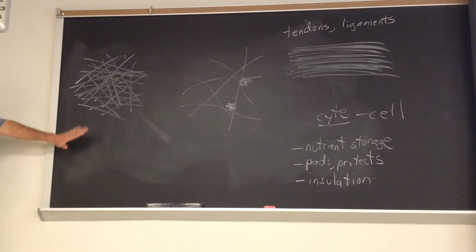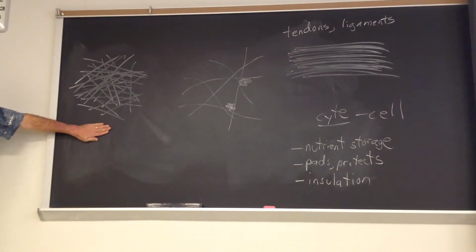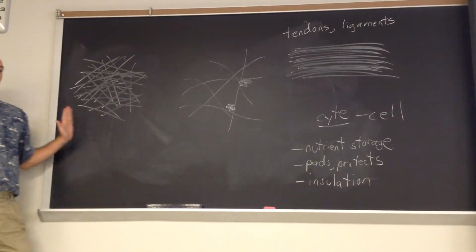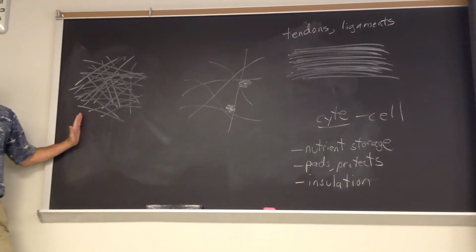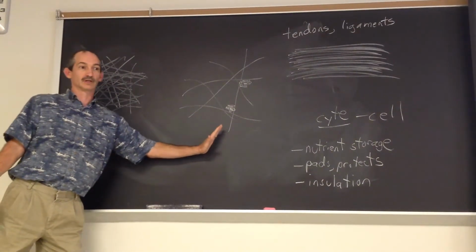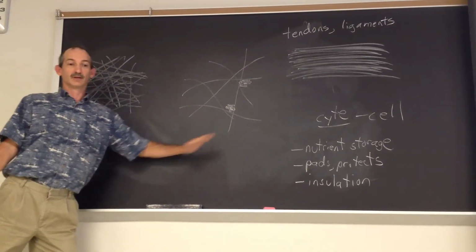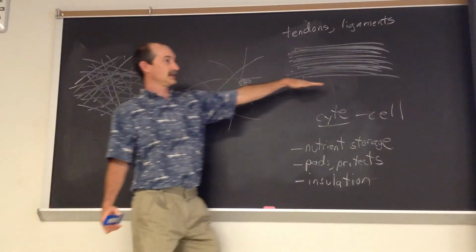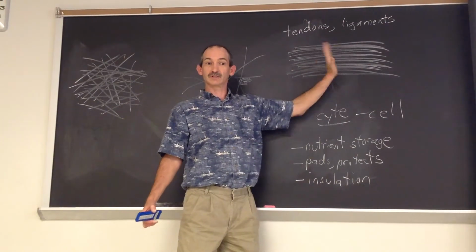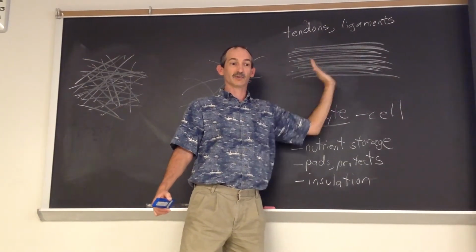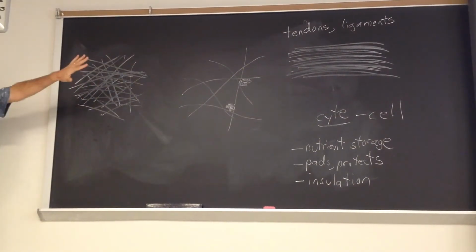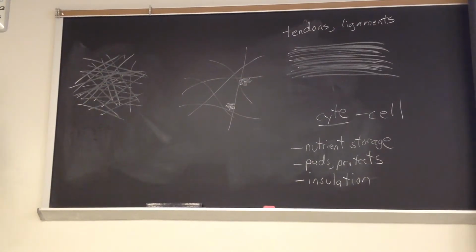So if we compare the ideas of dense irregular here to areolar here, again, both a random arrangement of fibers, but in dense irregular, there's a lot of fibers. In areolar, there's relatively few fibers. Or if we compare dense irregular here to dense regular here, we see a difference of fibers parallel, tightly arranged, or running in different directions. So both of them have dense arrays, but they run in different directions. And again, we get a little bit of a change in function.